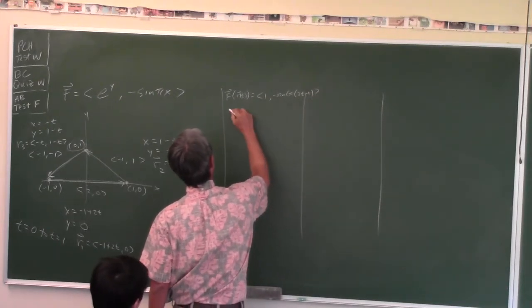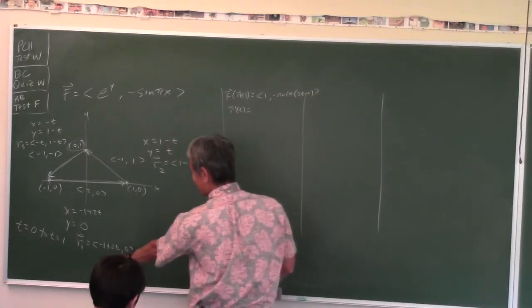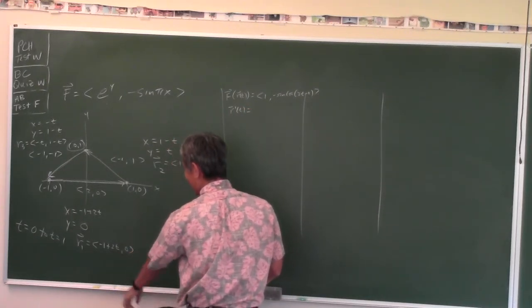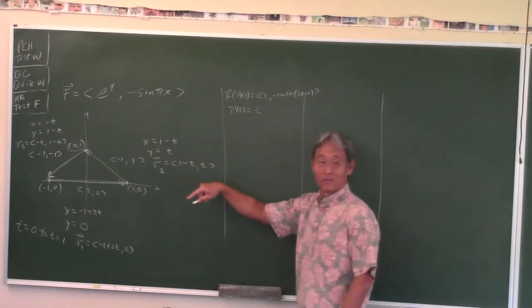And then we gotta dot that with r prime of t, the velocity vector. So if this is r, what is the derivative of that? Look, I can do this. You guys gotta do it.